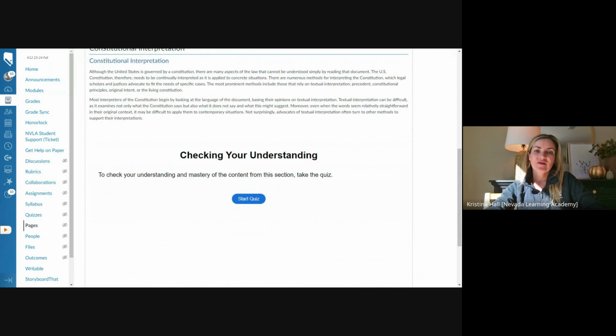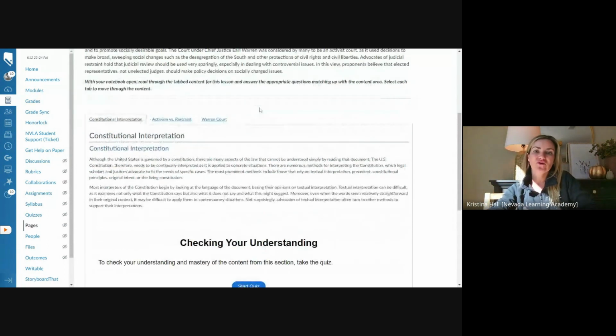Although the United States is governed by the Constitution, there are many aspects of the law that cannot be understood simply by reading the document. The U.S. Constitution, therefore, needs to be continually interpreted as it is applied to concrete situations. There are numerous methods for interpreting the Constitution, which legal scholars and justice advocates try to do. Most interpreters begin by looking at the language of the document, based on their opinion on textual interpretation. Textual interpretation can be difficult as it examines not only what the Constitution says, but also what it does not say. So sometimes what it does not say is just as important as what it says.